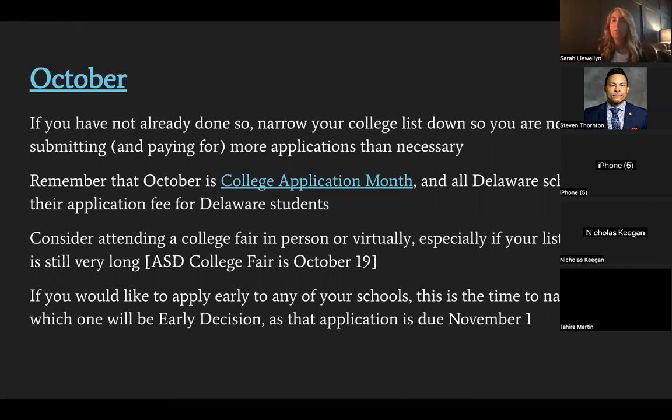In October, the reminder here you can see here is that the application fee is waived for all Delaware schools. So if your child is applying to University of Delaware or Delaware State, they can put the fee waiver in to Common App, and that application will be free during October only. And then next, I am recommending that they visit a college fair in person or virtually. There are many virtual options out there, but remember that our actual college fair is on October 19th, and that's something that you could join your child in October.